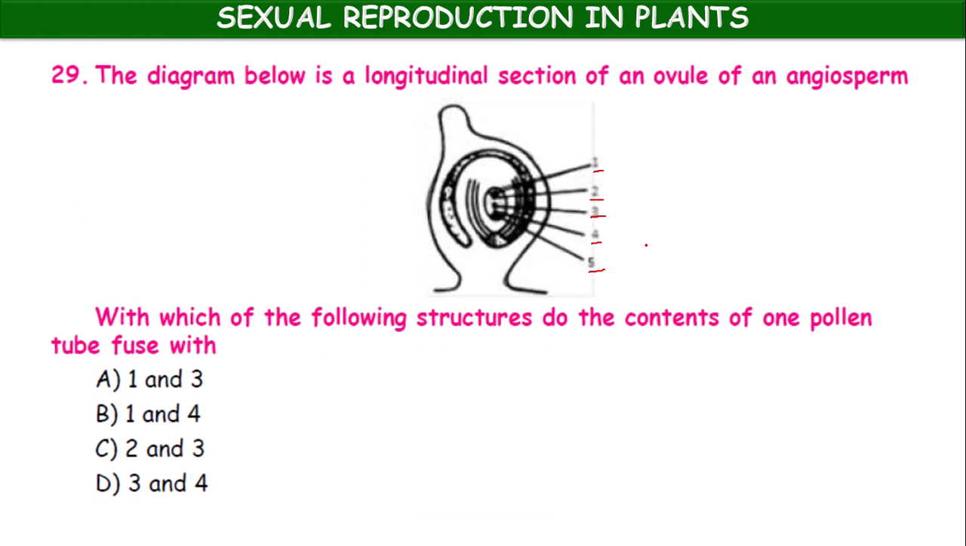So you have to select: the contents of one pollen tube fuse with the egg cell. Which one? 1 and 3, 1 and 4, 2 and 3, 3 and 4. It is 3 and 4. So one is the polar nucleus and the fourth one is the egg cell.